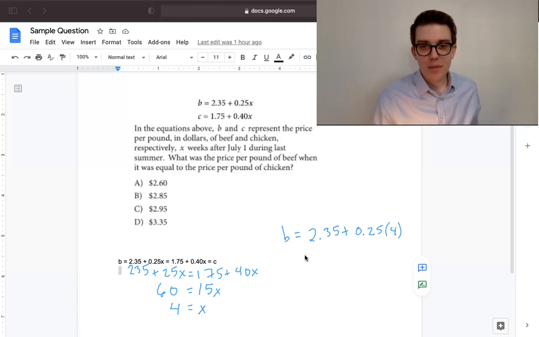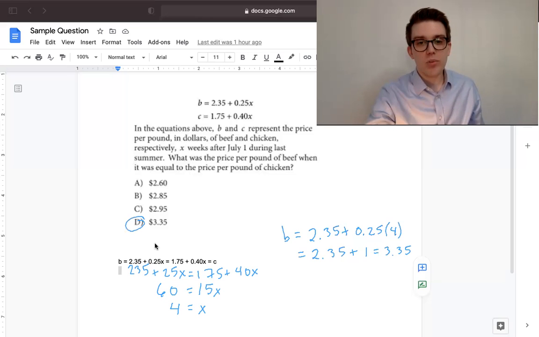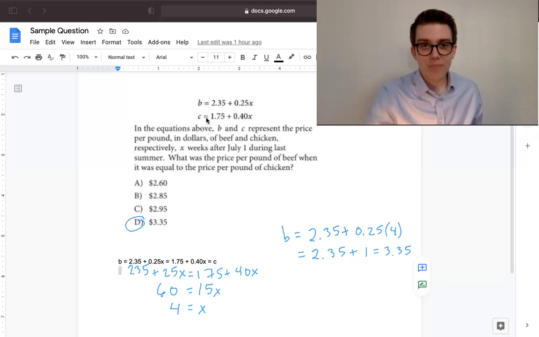So that means that B is going to equal 2.35 plus 1, which gives us $3.35, which means that the answer is D. A great way to double check your work on this is to see if plugging in x equals 4 to the equation for C also gives you 3.35. We know that it should because the whole point of this was to find out what the price was when B and C were equal.